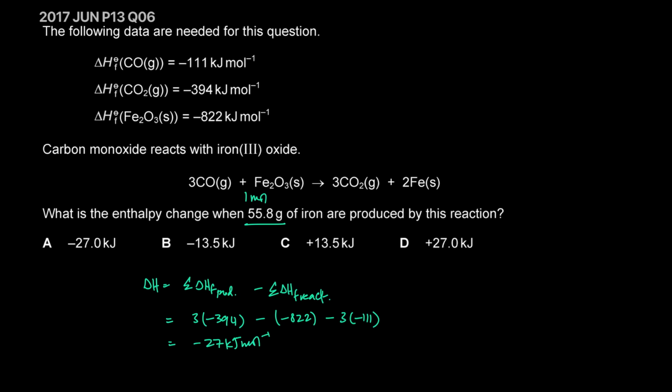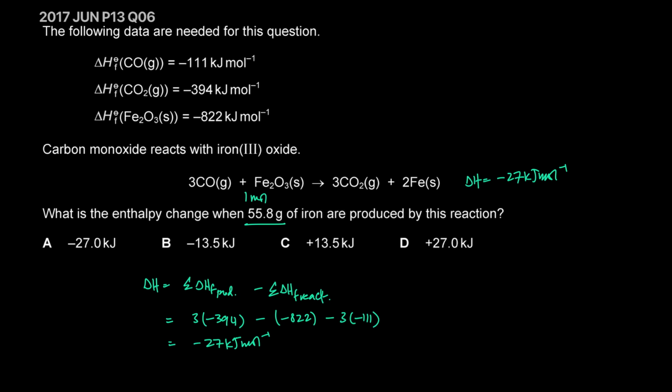Okay, now this is the enthalpy change for the reaction as they've shown us, right? And again, for enthalpy changes, the stoichiometric coefficients, the coefficients of the substances in the equation represent the actual number of moles. So negative 27 kilojoules is the enthalpy change if 2 moles of iron were produced. The question is asking what is the enthalpy change if 1 mole of iron was produced? Okay, so we're going to divide this by 2.